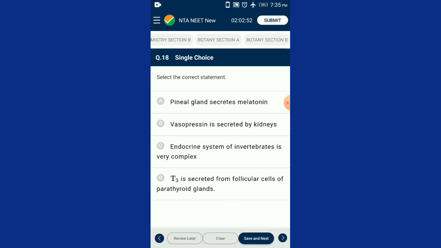Question number 18. Select the correct statement. Vasopressin, that is ADH, secreted by hypothalamus. The endocrine system of invertebrate is simple. T3 is secreted from follicular cells of thyroid gland. So the answer for this question is option A. Pineal gland secretes melatonin. That is a correct statement.